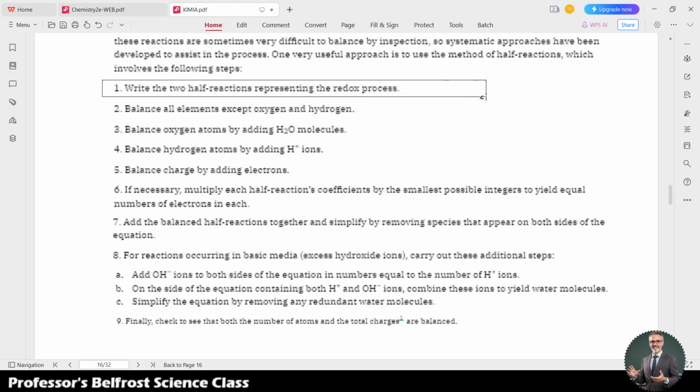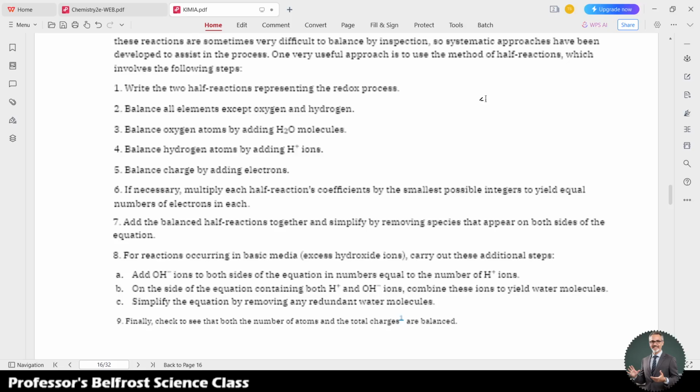First, write the two half reactions representing the redox process. Two, balance all elements except for oxygen and hydrogen. Three, balance oxygen atoms by adding water molecules. Four, balance hydrogen atoms by adding hydrogen ions. Five, balance charge by adding electrons. Six, if necessary, multiply each half reaction coefficient by the smallest possible integers to get equal numbers of electrons in each.